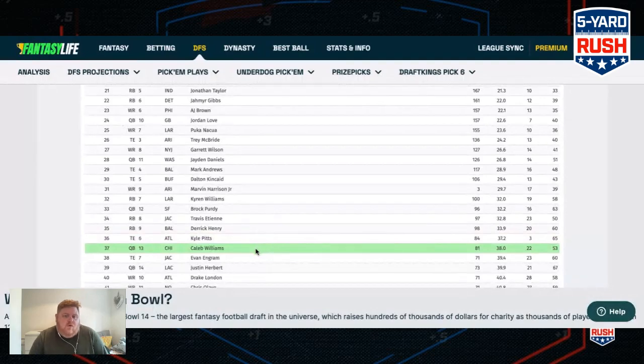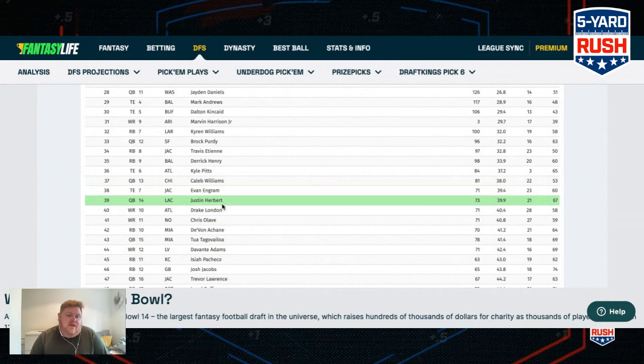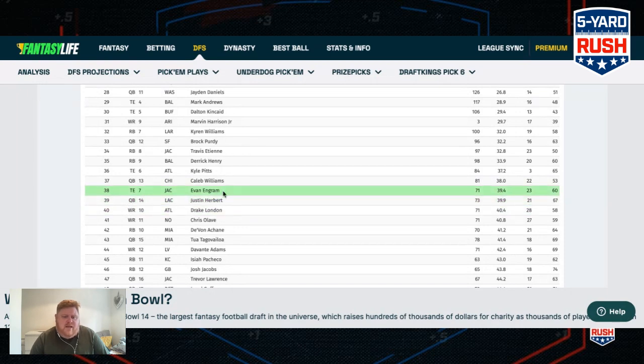We're going into round 4 now, and we've got Caleb Williams. Caleb Williams, I think QB 13, fine. Justin Herbert 14. I'm probably a little bit out on him, given the way that Harbaugh runs his offense. So I'm probably not buying at that price. I love Ingram here at this range. I think it's a good pick here.